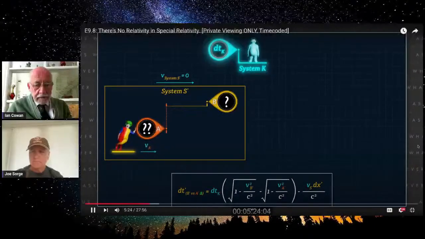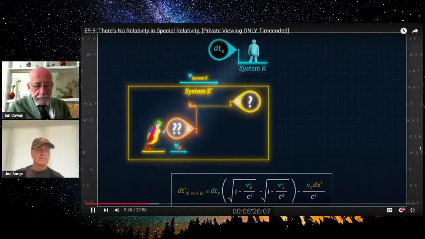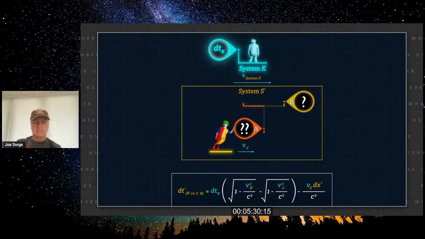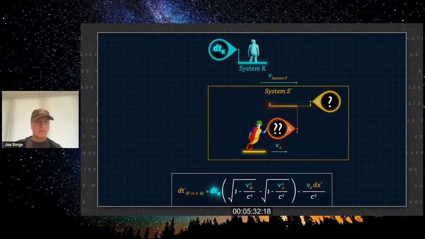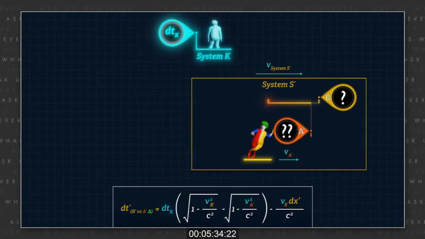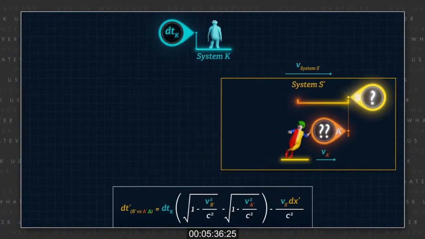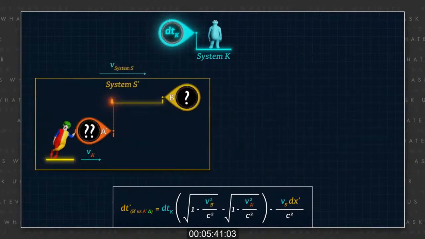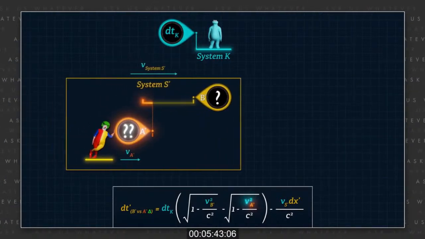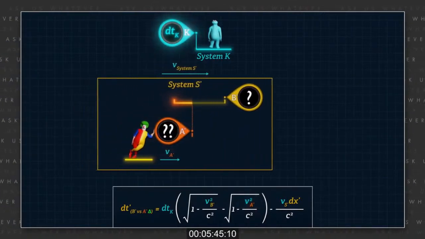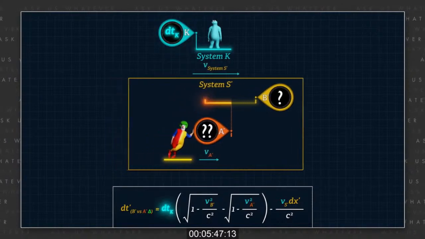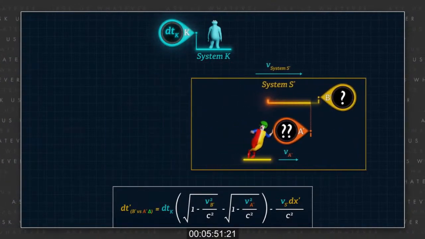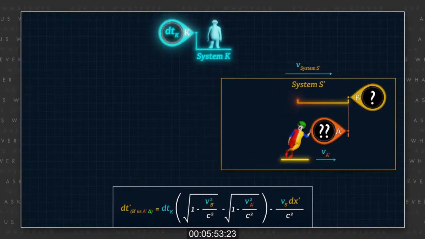And system K measures the speed of system S prime, labeled V sub S prime, relative to system K. And the time dt sub K is the system K time for clock A prime to travel to clock B prime. Only one system K clock is needed to measure the speed of clock A prime. Let's call it clock K. Note that elapsed time dt sub K is expressed in the time units of clock K. In other words, governed by the tempo of system K clocks.